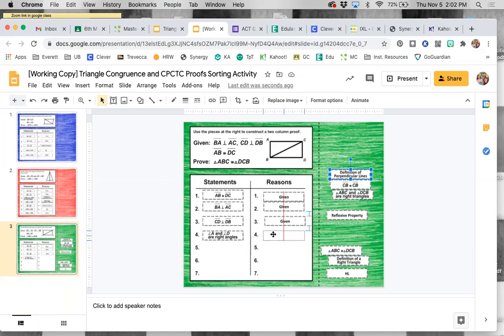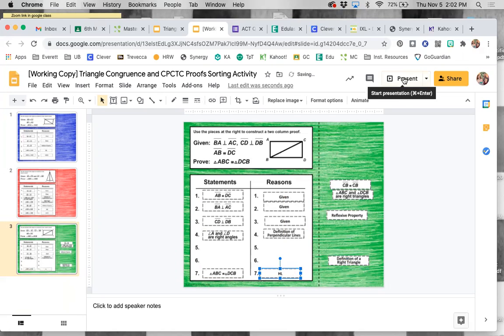Did anybody skip down and do number 7 after you did all the givens? That's what I think I would have done. What should go on line 7? Good. Because that's what you're trying to prove, right? That should be your last statement. And then we're trying to give a triangle congruence postulate over here. So which one's that going to be? Yep. So now we've just got a couple of things there in the middle.